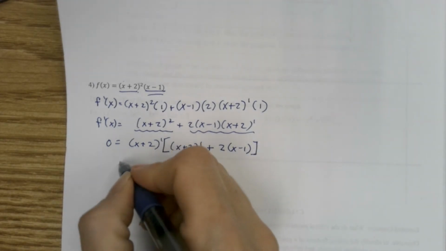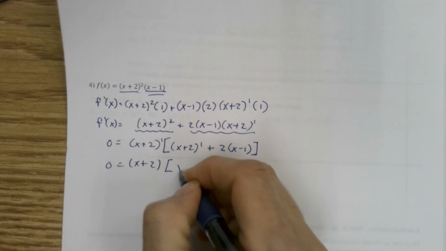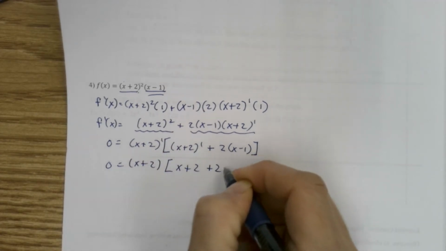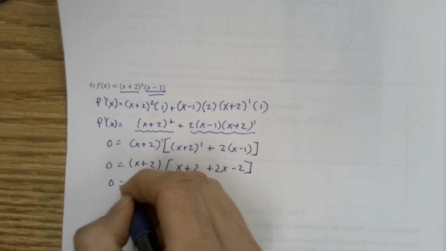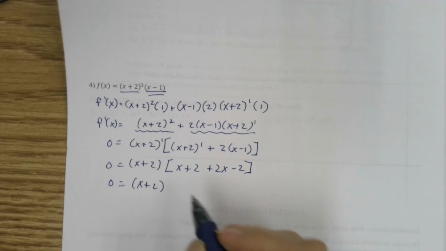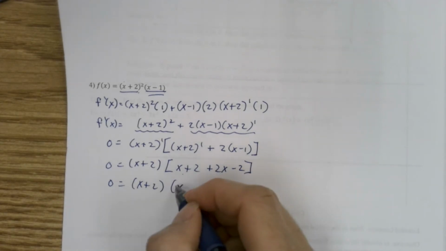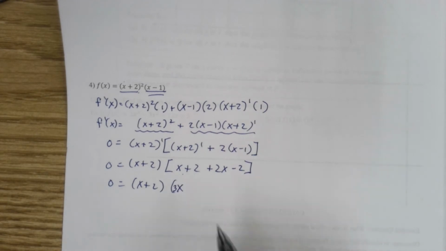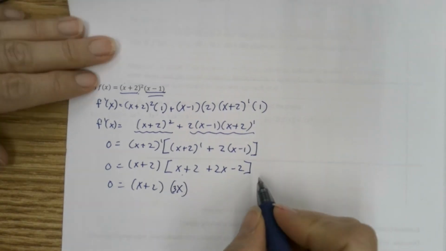And now we'll clean that up. So I have (x + 2) here. In here I have (x + 2) plus 2(x - 1). So we have x plus 2x, which is actually 3x. Let's squeeze that in there. And then 2 minus 2 actually adds up to 0. So we have two factors here.